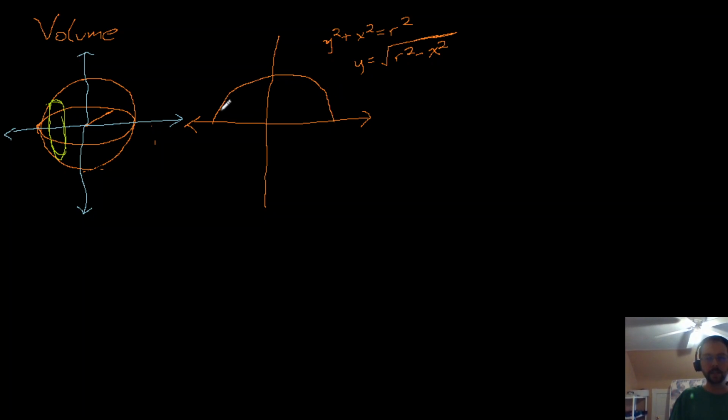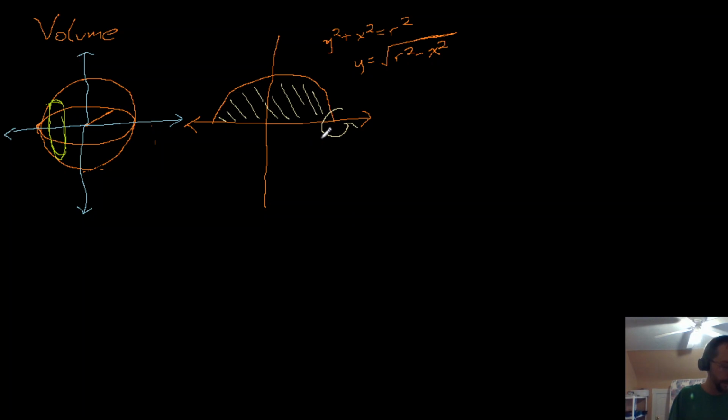If you were to take this line, but not only this line, this area in between the line and the x-axis, if we were to take that area and rotate that area around the x-axis, it would end up forming the shape of a sphere. I think that's pretty easy to visualize.